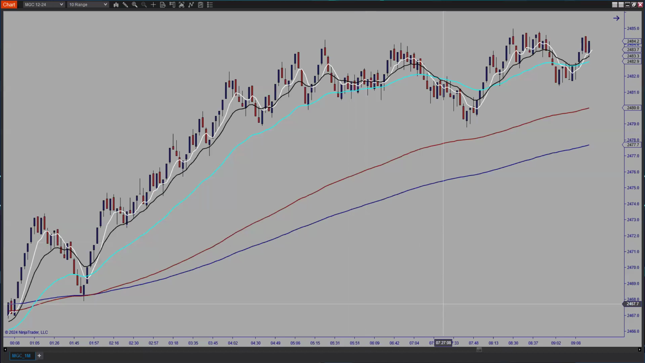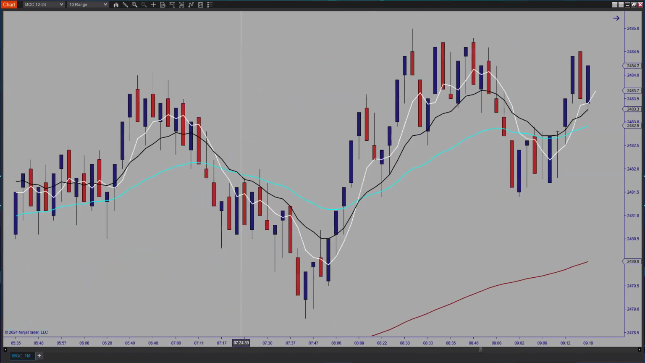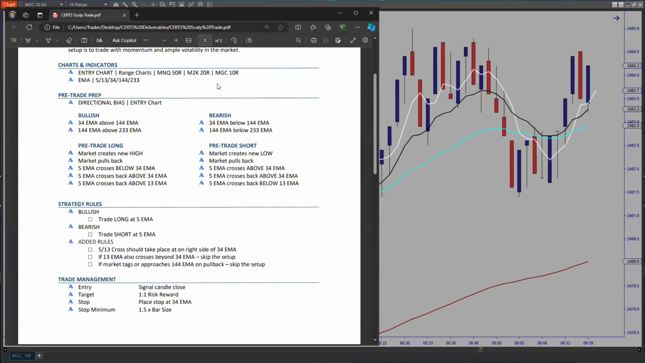Okay, right here. All right, let's pull up our rules. Typo on this page, bearish trade, 5 cross back below. On the scalp one, is that the one you're talking about? This one? Typo, 5 cross back below. No, that's actually right. Let's go through it and make sure, but I think that's actually right.